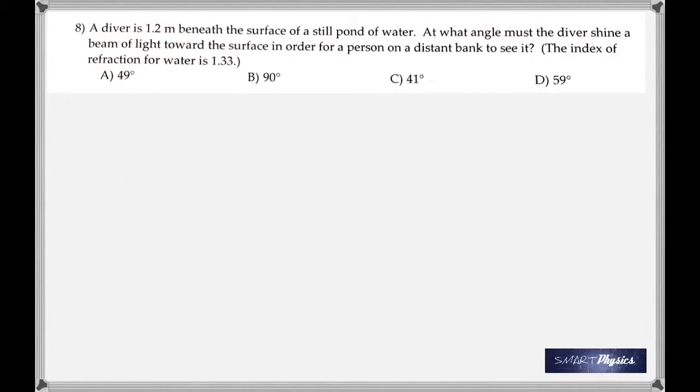And in this question, the diver, at what angle must he shine a beam of light for a person on a distant bank to see it?